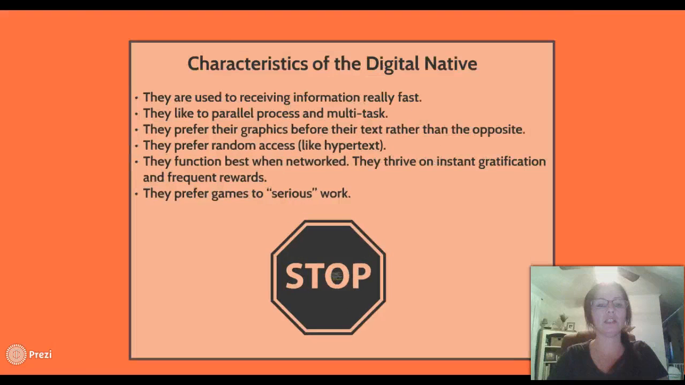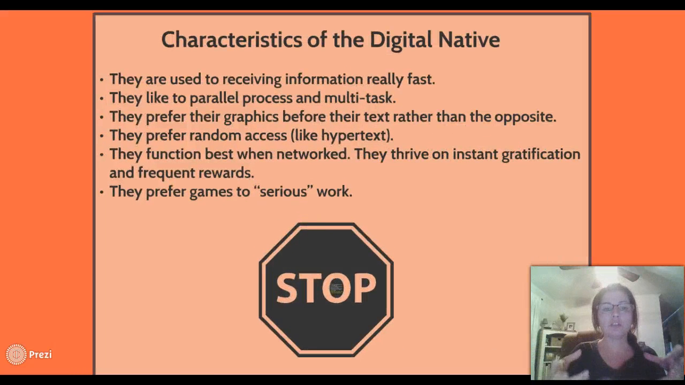So what are these characteristics that we need to adapt to? They are used to receiving information really fast. That's your digital native. They like to parallel process and multitask. They prefer graphics before their text rather than the opposite. Think about anytime you go to, say, AOL or wherever you go for your news, when you click on a news story, the first thing you see is not the text, it is a video, because that's how digital natives operate. AOL and Google and all those things, they're on to this. They understand that, and we need to understand it too.